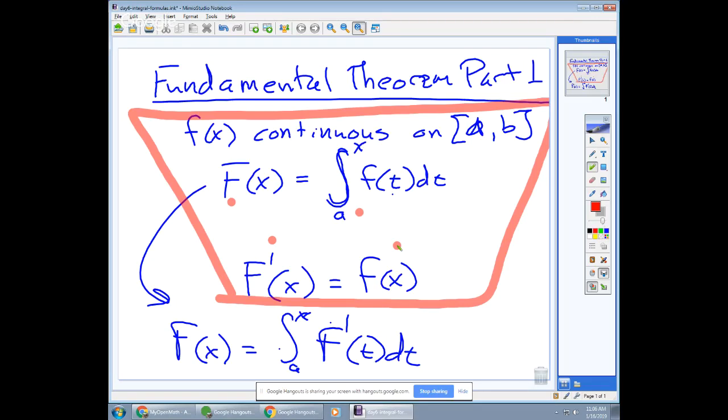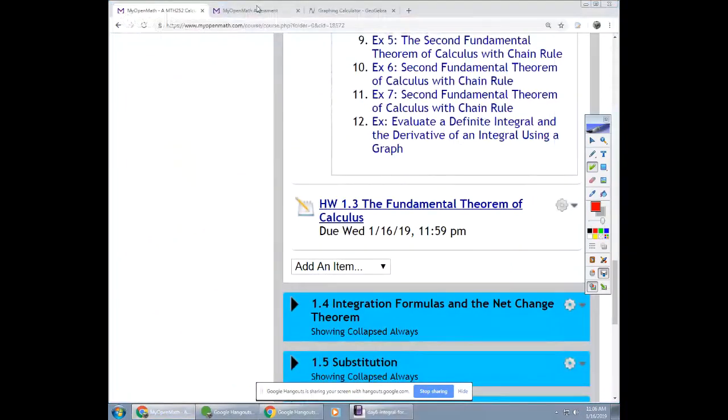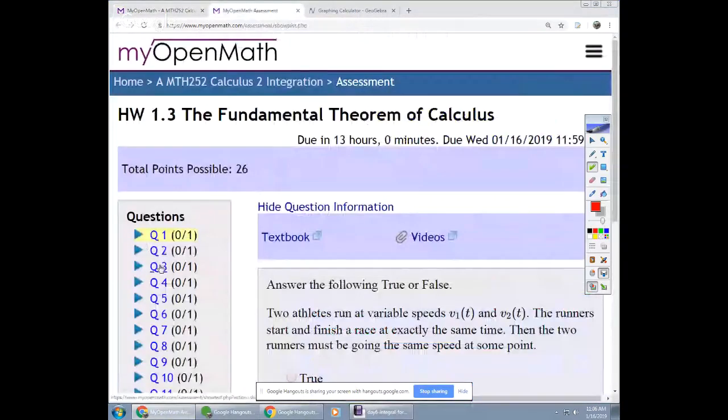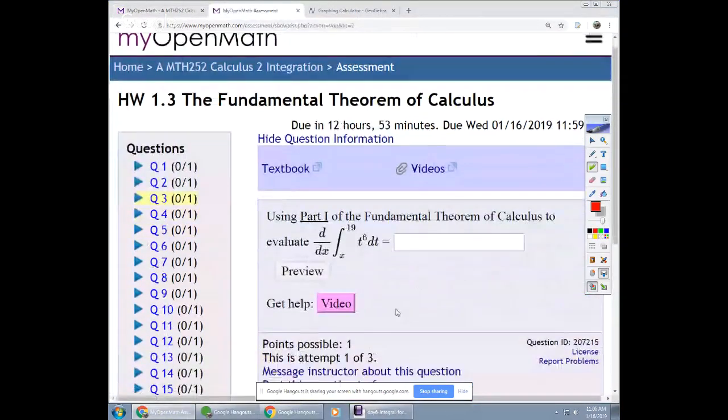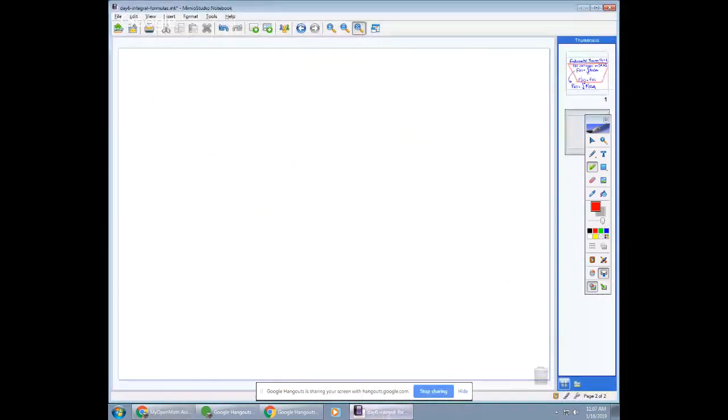All right. So it's in the book too. Take a look at the book in a minute for some of the next stuff we're going to do. So now I'm going to take a look at Carter's problem. Let's see. Section 3, number 3. So here we have the derivative of an integral. And copy that. So it says use part 1 of the fundamental theorem. What we got here.